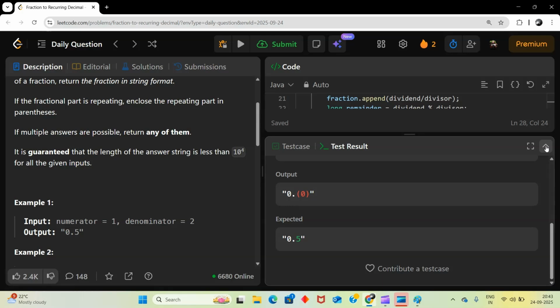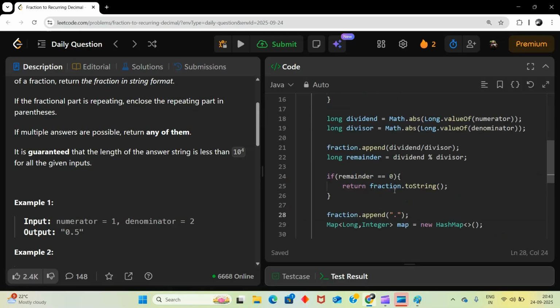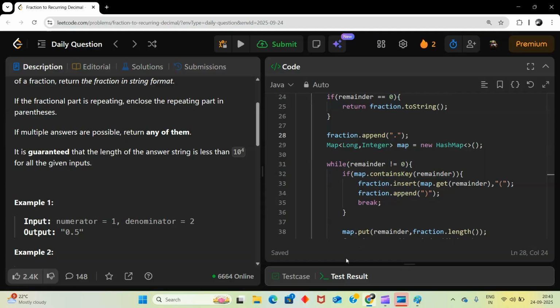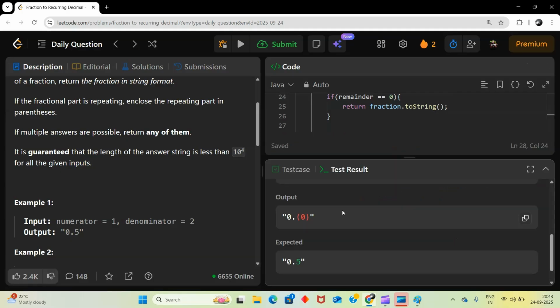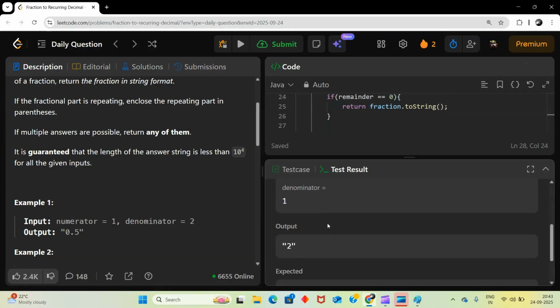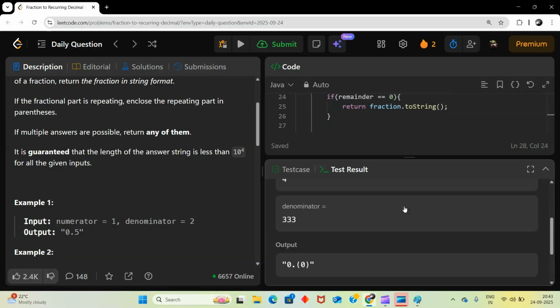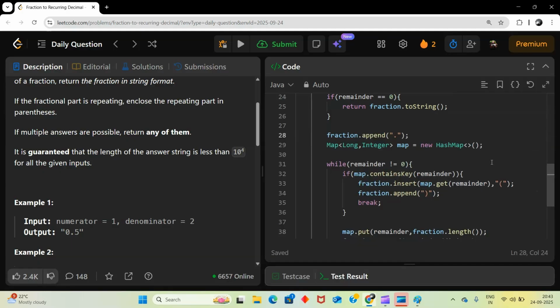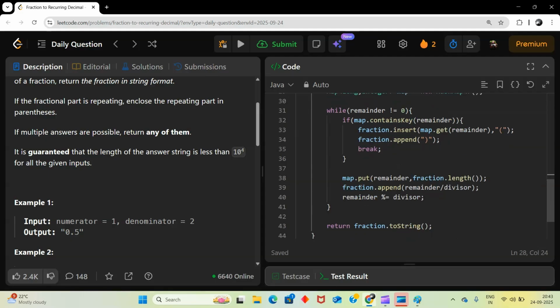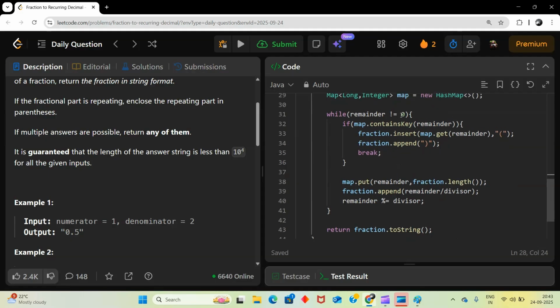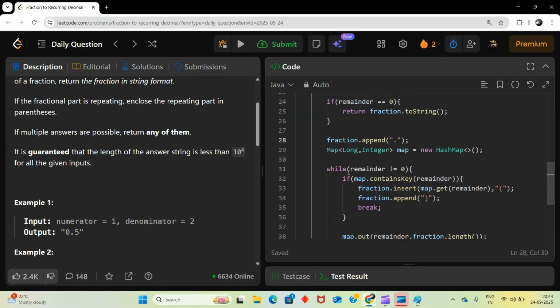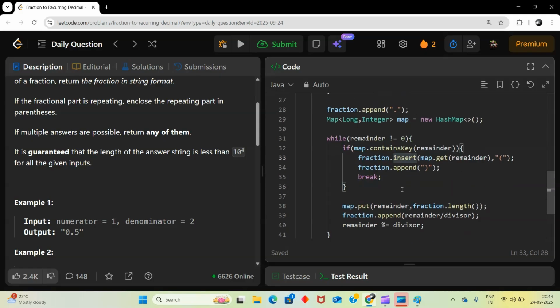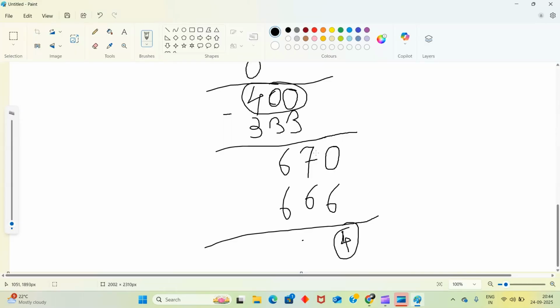Let's check what's wrong here. We'll first check which case is working. This case is working, that means the first is working. It is 333 5. Now till this point the remainder is working. Now while the remainder is not 0, if I get the same remainder, I will insert here. And one thing we missed is, where is our 0? Here we were adding zeros right after that.